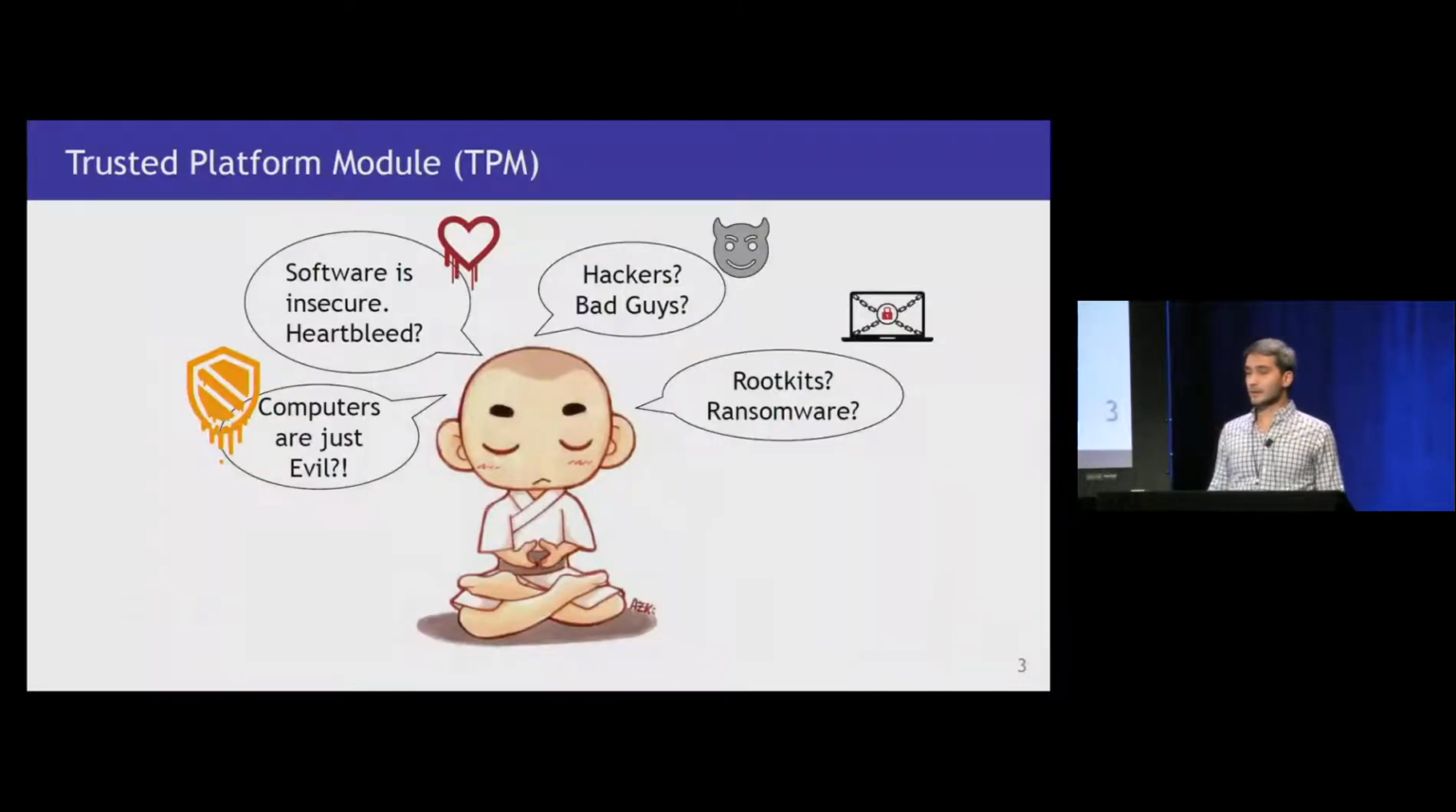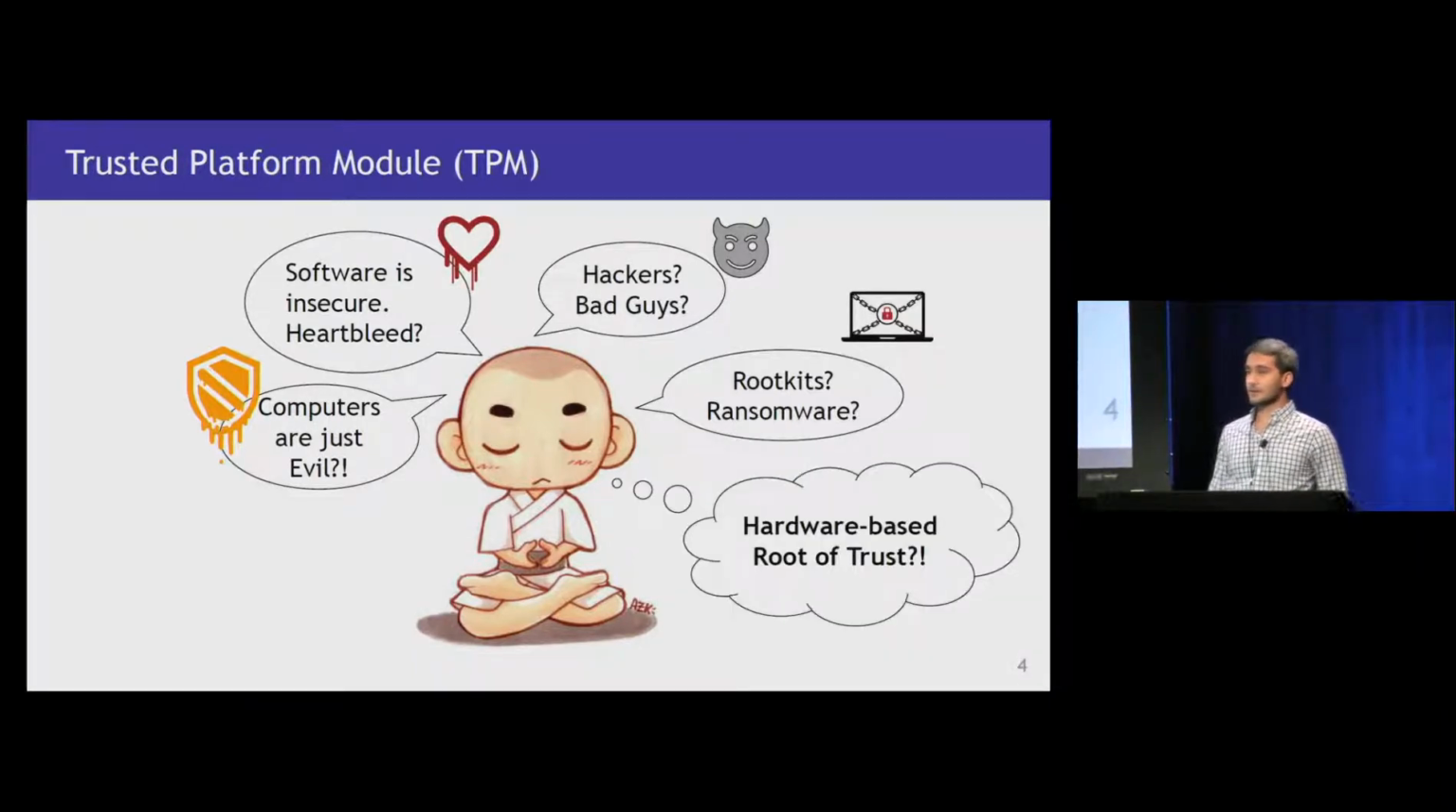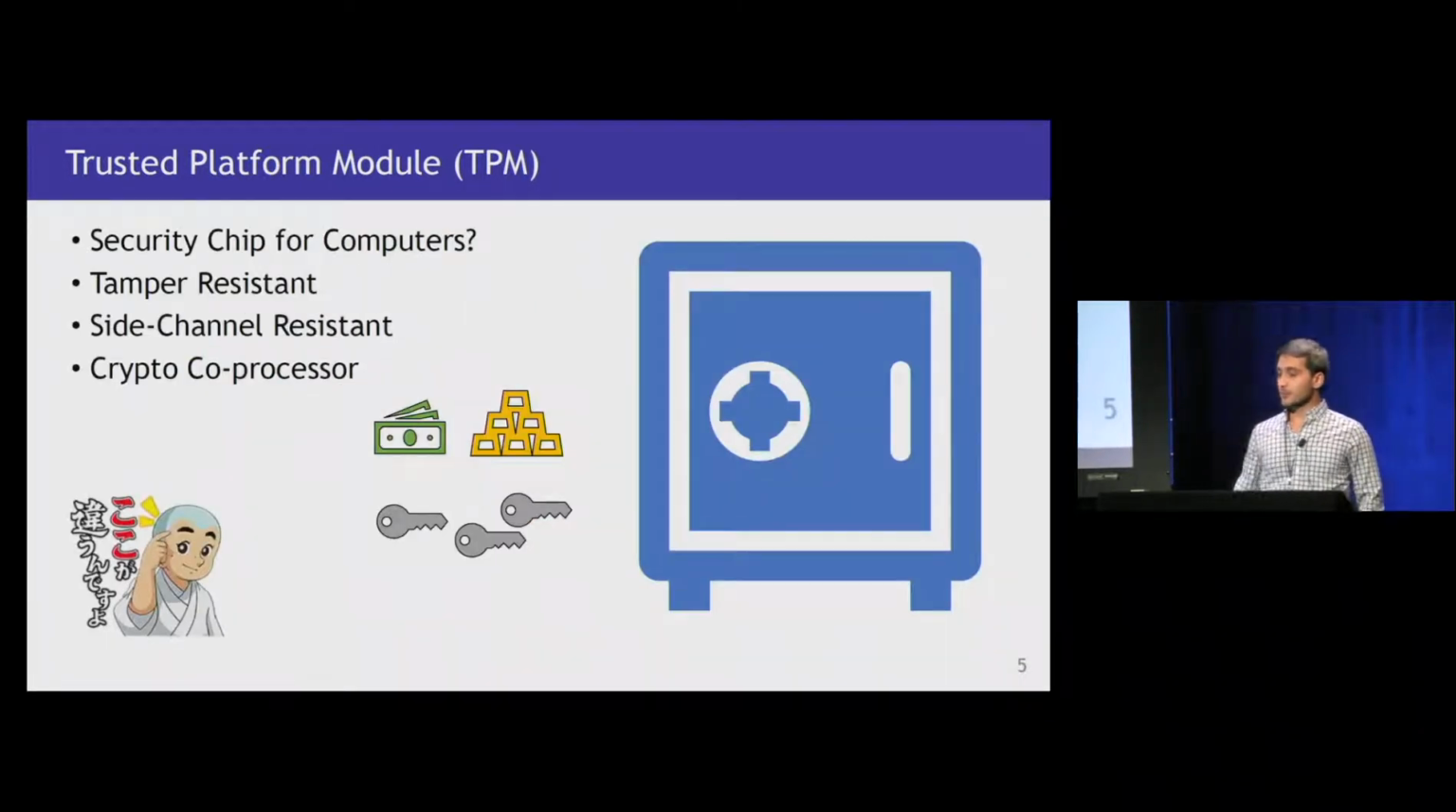Well, we have known for a long time that software is vulnerable. We have seen the Heartbleed attacks, and many different types of attacks, rootkits. We cannot rely on the OS for security, and computers are just evil. We have seen lots of CPU attacks, so we cannot really rely on the host and the CPU to provide any root of trust for us. So there is a need for a hardware-based root of trust. This need has been around for a long time now. And some people came up with a solution, security chips called Trusted Platform Modules, or TPMs.